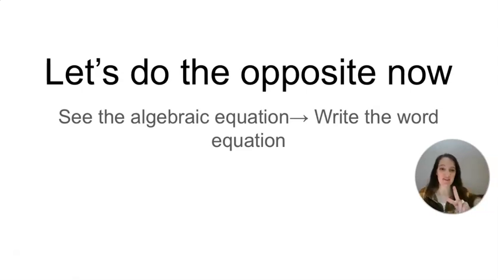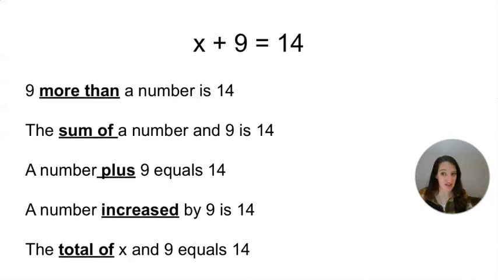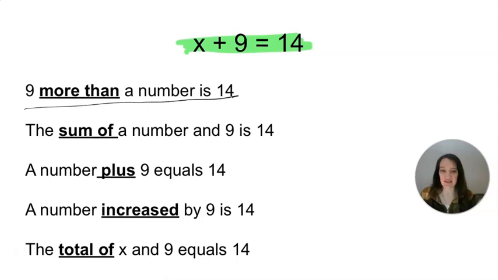Okay, so the second part of this lesson is to do the opposite. I'm going to give you the algebraic equation. You have to write it down. Now, there's multiple ways that you could say that. You could say 9 more than a number is 14. You could say the sum of x and 9 is 14. You could say a number plus 9 equals 14. Okay? So lots of different options.